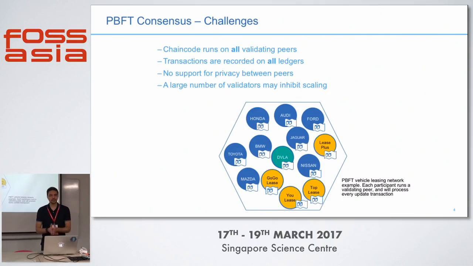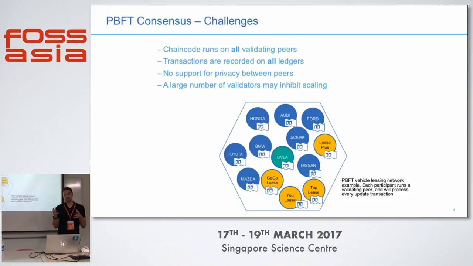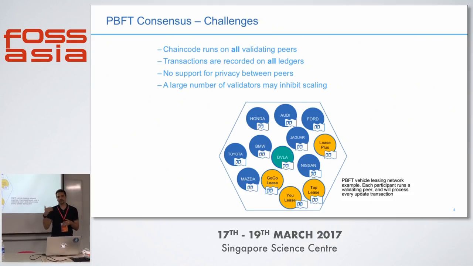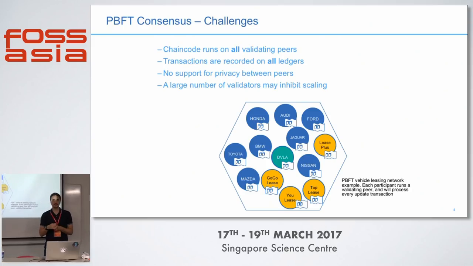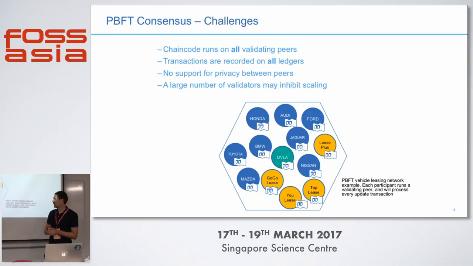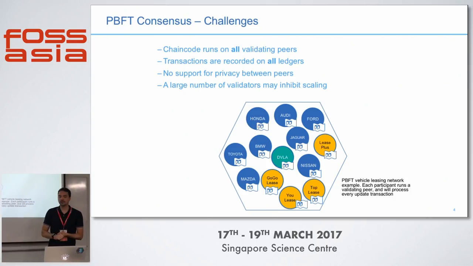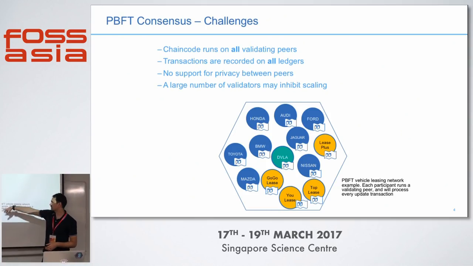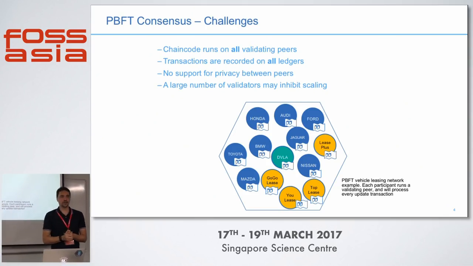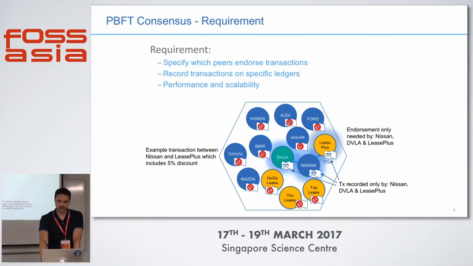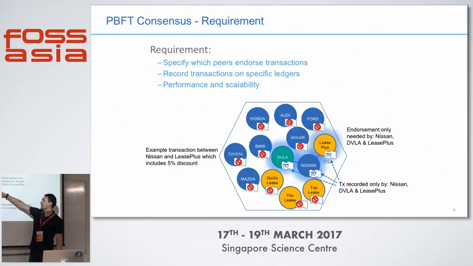Now, the other limitations that we found and took into consideration for version 1 include the privacy of transactions. Here, for example, there is a network of car manufacturers and lease companies. The car manufacturers are blue, lease companies are yellow, and there is a regulator in the center. They want to perform a transaction, and let's say there is a Nissan who wants to sell the car to Lease Plus with a 5% discount.